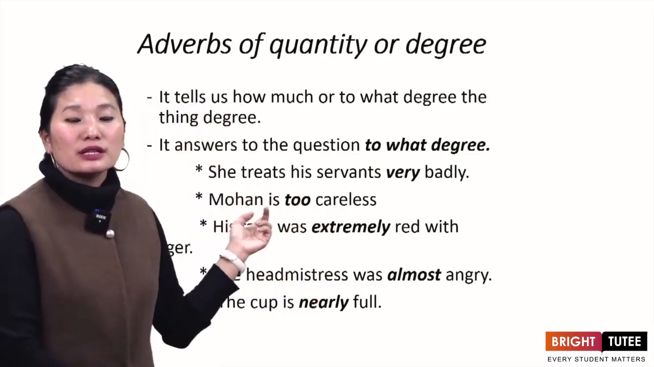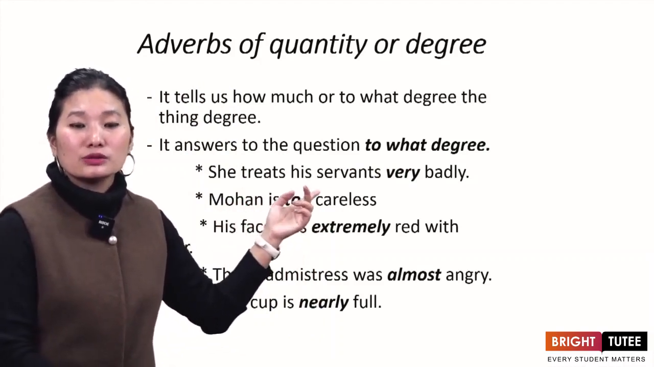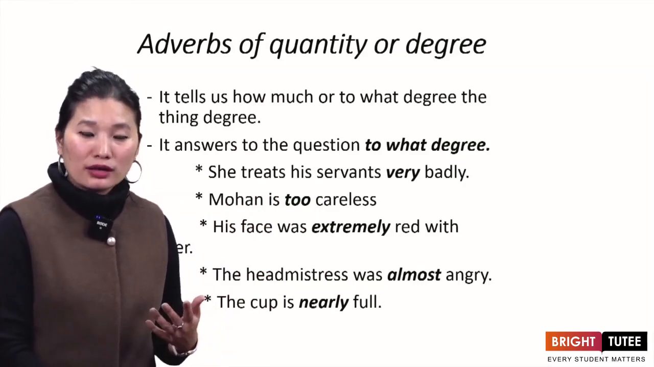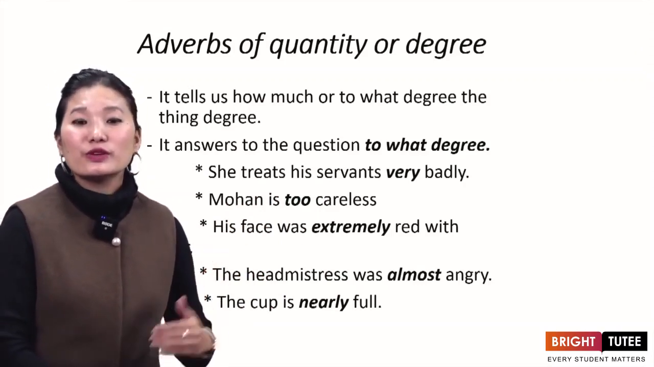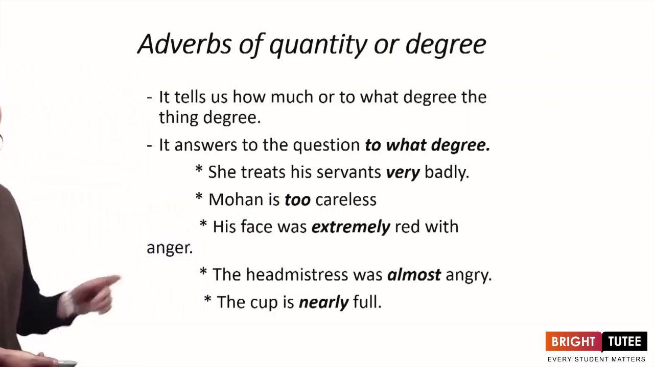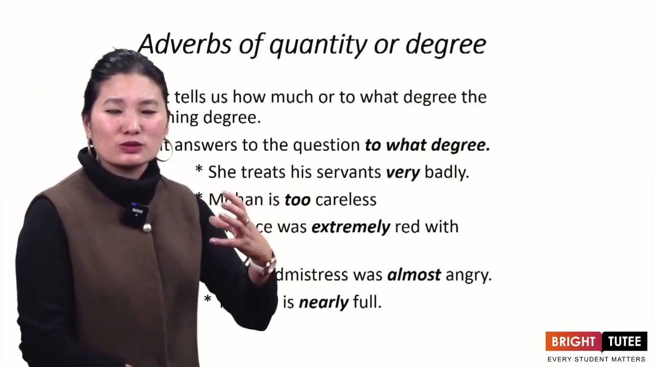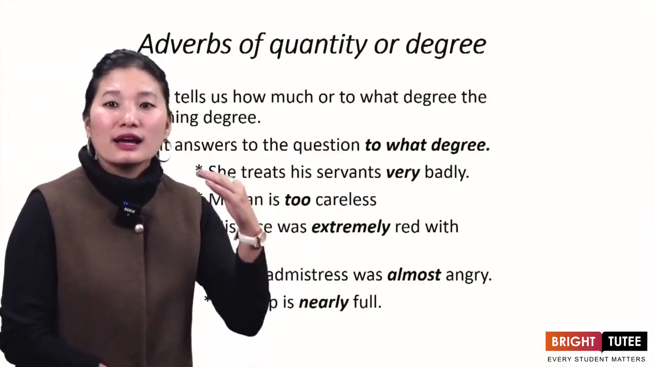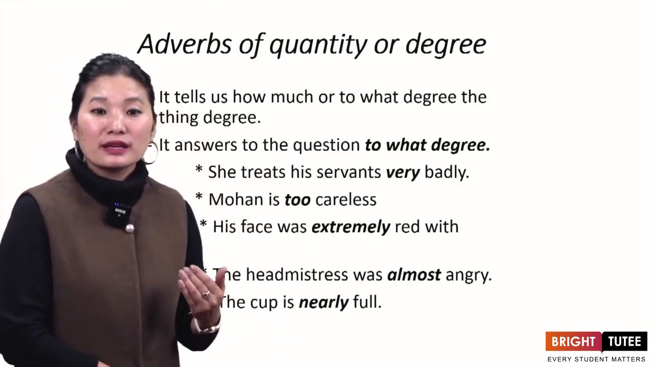And then we see here, Mohan is too careless. I repeat, Mohan is too careless. How careless is Mohan? He is too careless. And then his face was extremely red with anger. His face was extremely red with anger. So extremely means to a very high degree. Okay, that is telling you the degree, the adverb of degree.